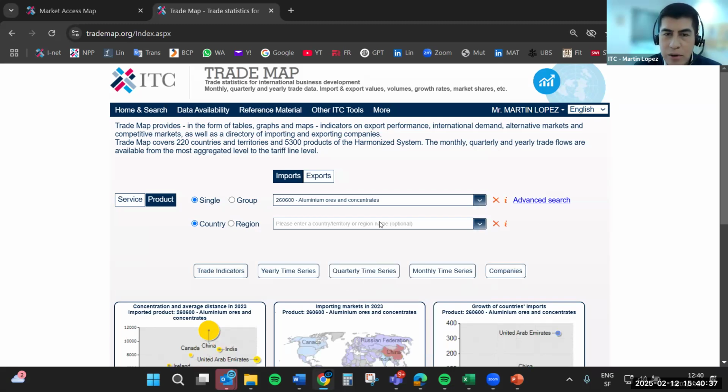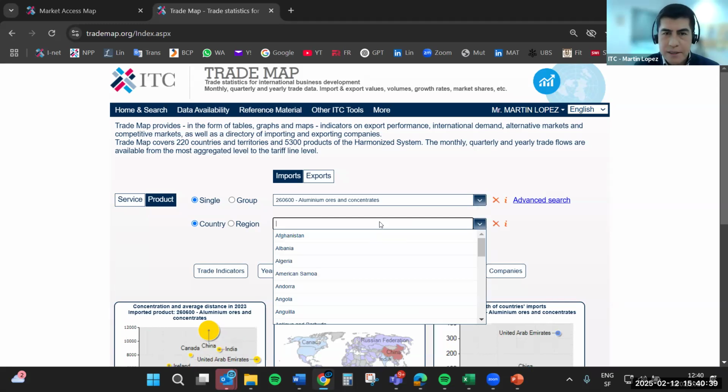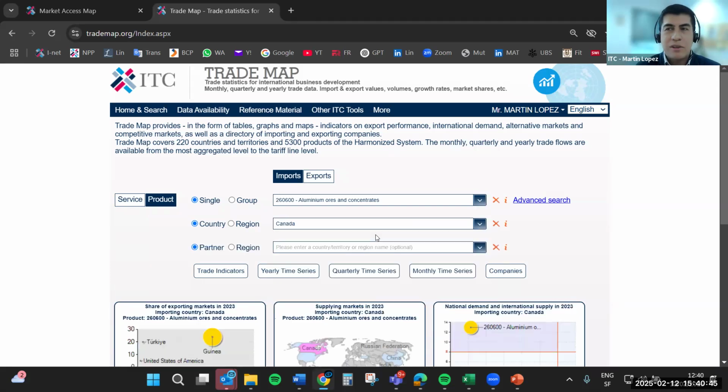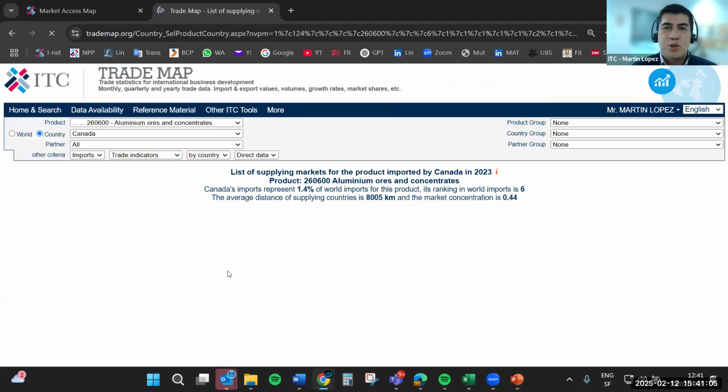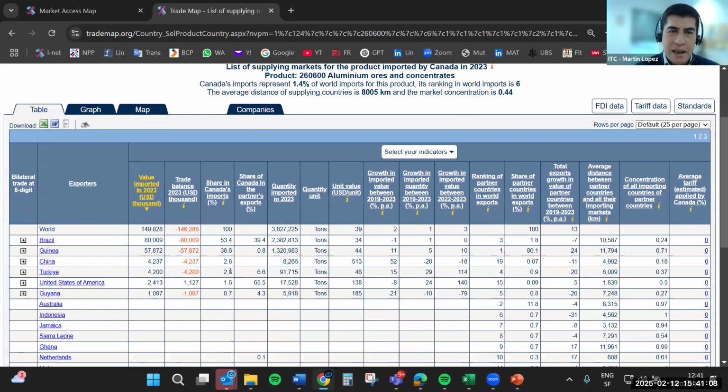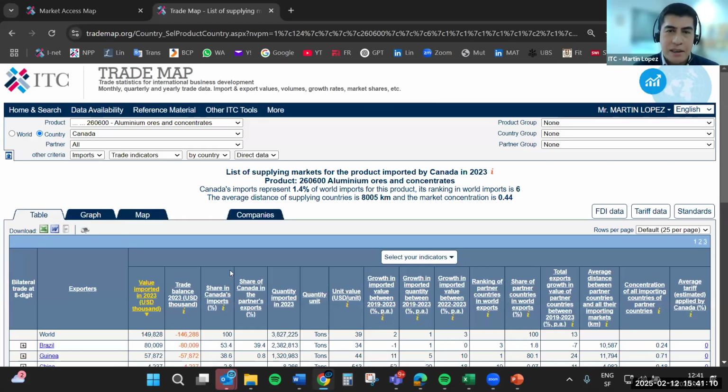And then I can look, for example, let's look at Canadian imports. If I would like to get into Canada, if I would like to learn more about the Canadian market of aluminum, well, pick Canada, aluminum, and very important, click on imports, because by clicking imports, you will be looking at imports of Canada. Then click on trade indicators and you will see a symphony of trade indicators that will help you better understand what is happening in the Canadian market of aluminum ores.